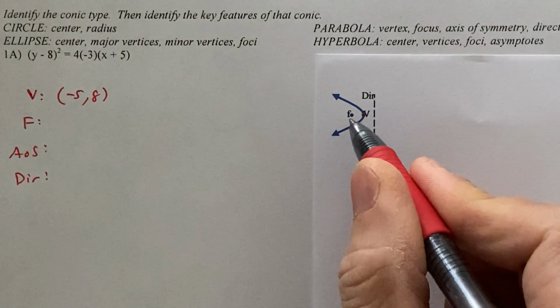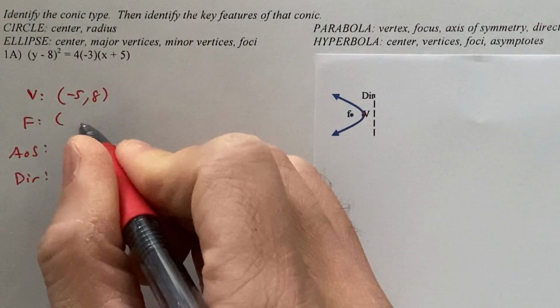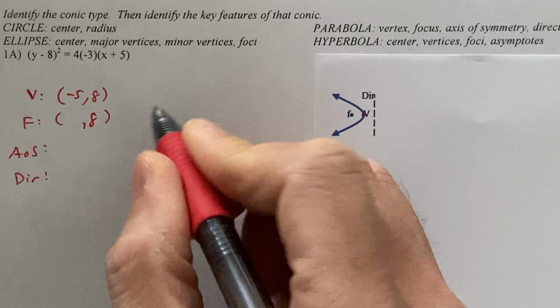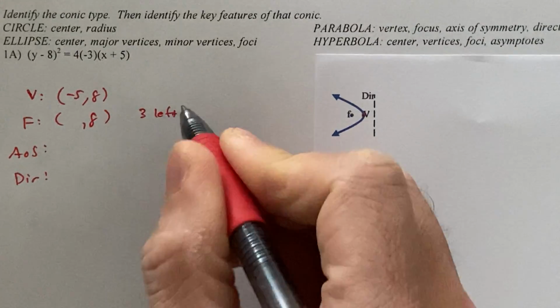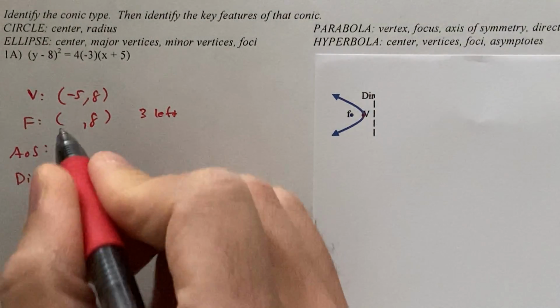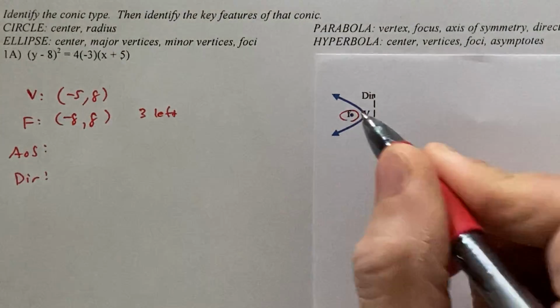Because it's opening to the left, I notice that my focus is to the left, which means I am going to subtract from the X coordinate. In other words, if I want to move 3 spaces to the left, I'm going to subtract 3 from that specific X coordinate. So -5 subtract 3, -8, I got this.